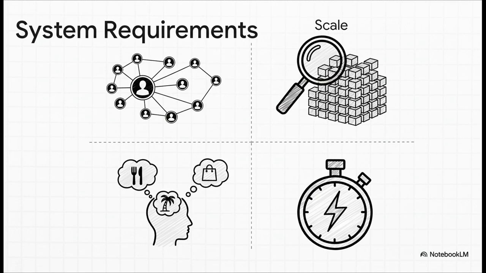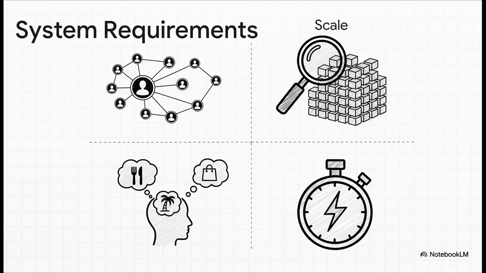Let's jot them down. First, scope. We're not talking about a small app. We need to personalize content for millions and millions of users. Then there's the scale. We have to find the perfect pins from a library of billions of them. That's a massive search problem.